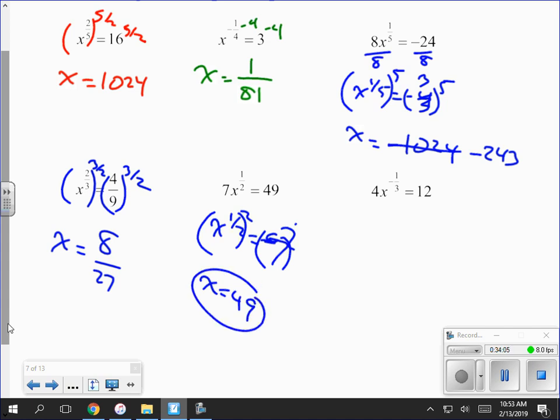Last one, divide both sides by 4. X to the negative 1/3 is equal to 3. Which means I take them both to the negative 3 power. X equals 1/27.